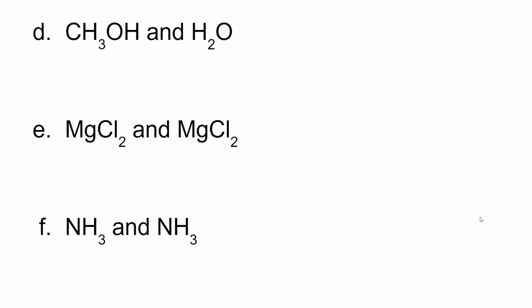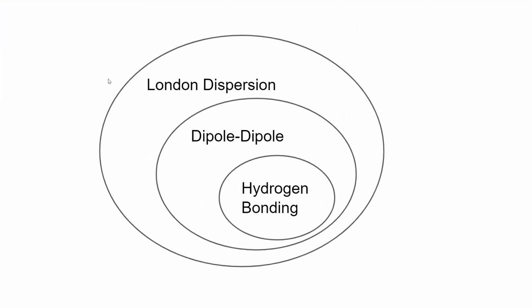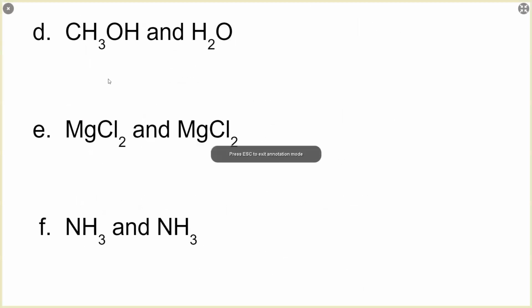Okay. Let's go to the next ones, D, E, and F. So looking at D, this is, oh no, what's happening? Okay. What do you guys say? Polar, non-polar for D? It's going to be polar, good.